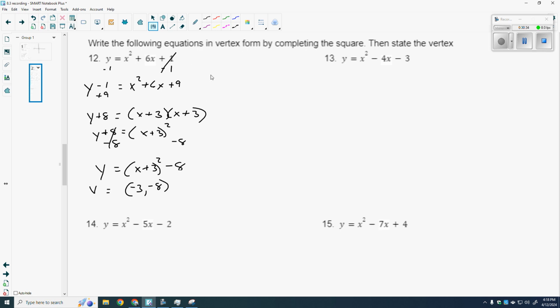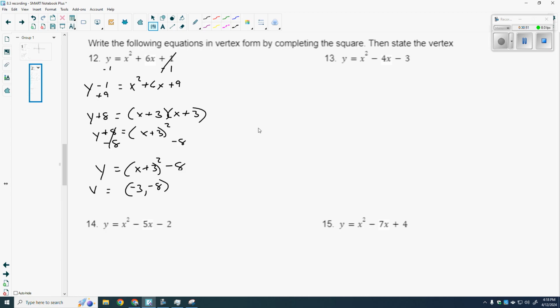Write the following equation in vertex form. Done. Whoops, done, right here. And then state the vertex. Wrote it in vertex form, and we stated the vertex. You don't need to solve to find x-intercepts and all that good stuff. Just looking for the equation in vertex form.